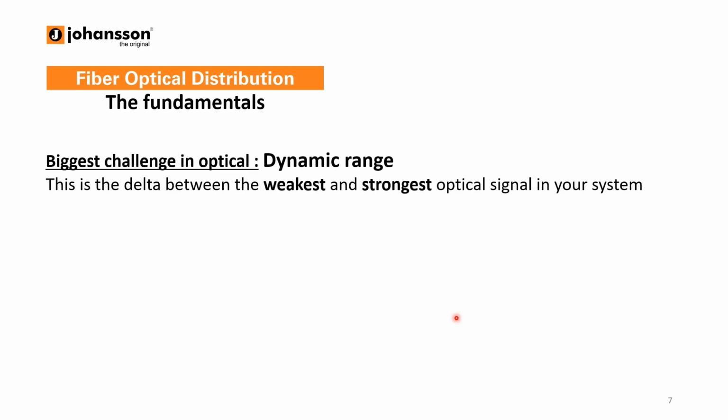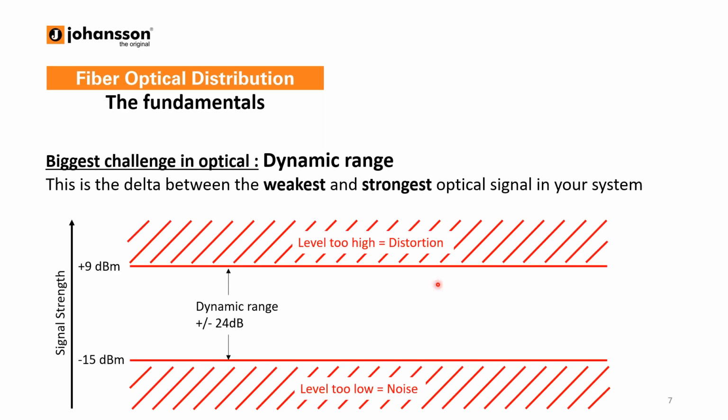So what is dynamic range? This is basically the difference, or the delta, between your weakest and your strongest optical signal in your system. So this is a nice representation of that. This is the highest, the upper limit, the 9 dBm. This is the output level which comes out of our fiber transmitter, and the lowest level is minus 14, minus 15 dBm. So this is the lowest level we can go, and the difference between the two is your dynamic range.